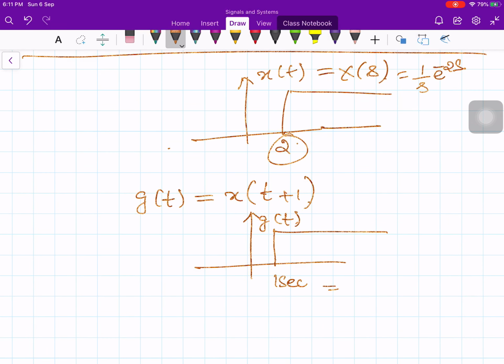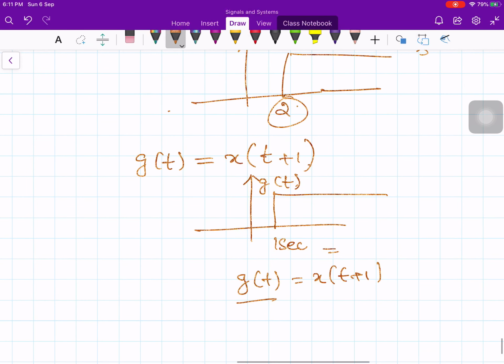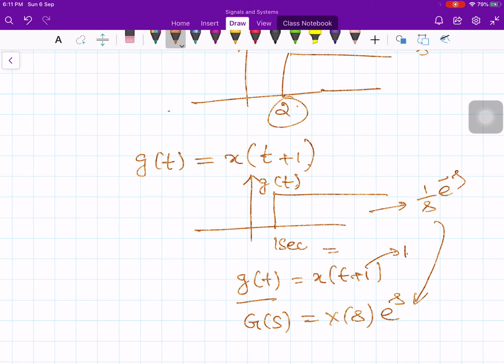g of t is equal to x of t plus 1. If you take the Laplace transform of this, then you will get G of s equal to X of s times e to the plus s, because t naught here is 1. But actually what is the Laplace transform of this? This one is 1 over s times e to the minus s, so they are not equal. That is the contradiction that we will get whenever you have this kind of thing.